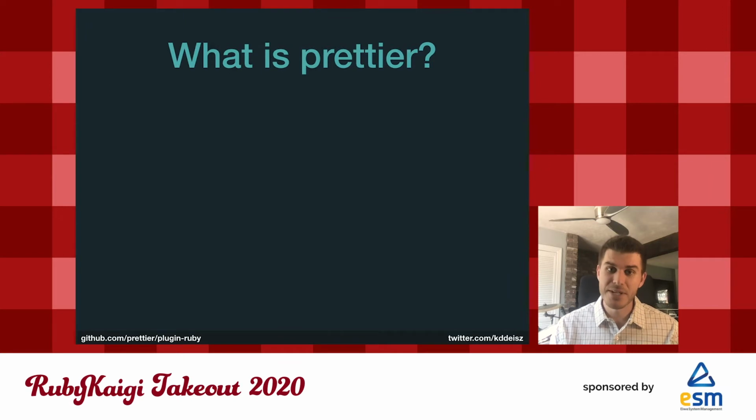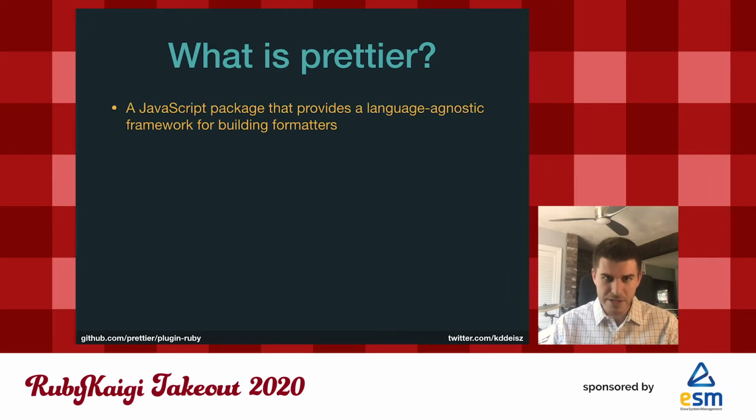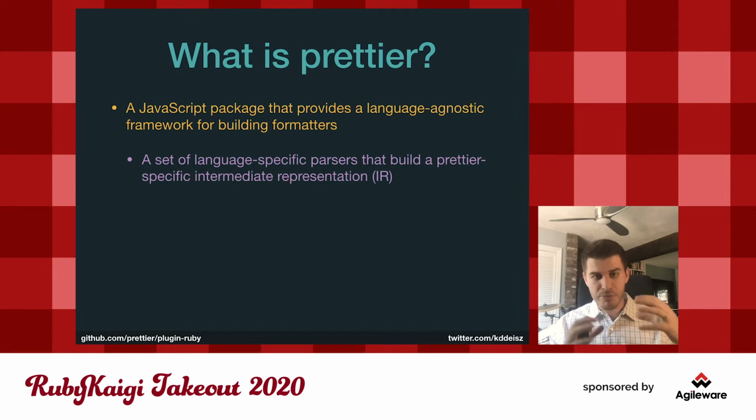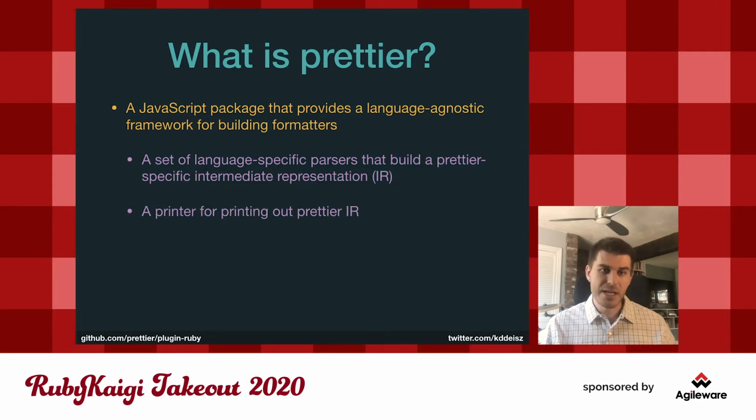The question I'm here to answer today is, what is Prettier? Prettier is a JavaScript package that provides a language-agnostic framework for building formatters. So what does that mean? It provides a set of language-specific parsers, a parser for each language that it supports, and a way to take that information from each language-specific parser and build a Prettier-specific intermediate representation. That means it goes from language-specific to language-agnostic. It also provides a printer for taking that intermediate representation and printing out the formatted code.